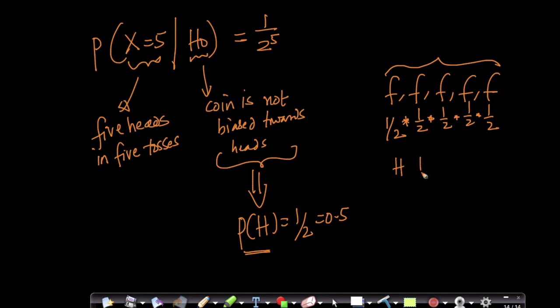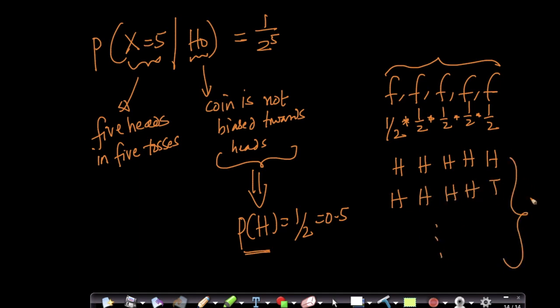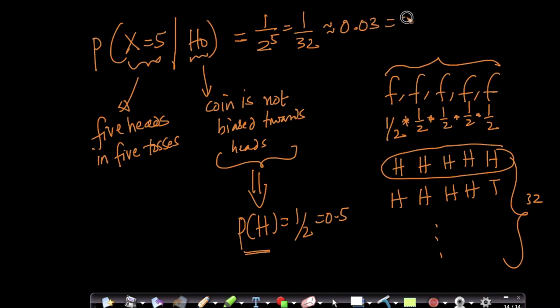So let's look at it. You get head, head, head, head, head, right? You get head, head, head, head, tail. So if you keep writing all the possibilities, you will get 32 possibilities, because each of these values can be a head or a tail. So there are a total of 32 possibilities, of which only one is all heads. So this is nothing but 1 by 32. 1 by 32 is roughly equal to 0.03, which you can read as 3%.